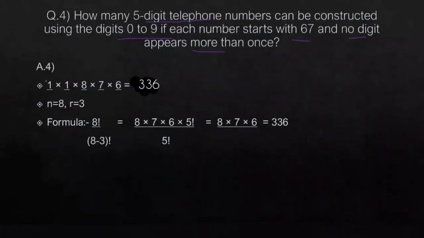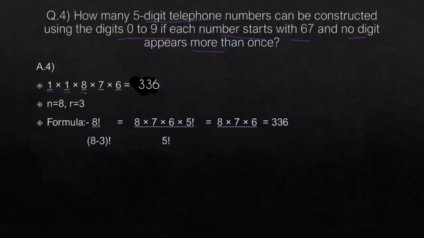So we'll draw 5 dashes for the 5 digits to be placed in the numbers. The first one will have just one option, that is 6, because it is necessary that each number starts with 67. And the same is for 7. 7 will be at the second place.